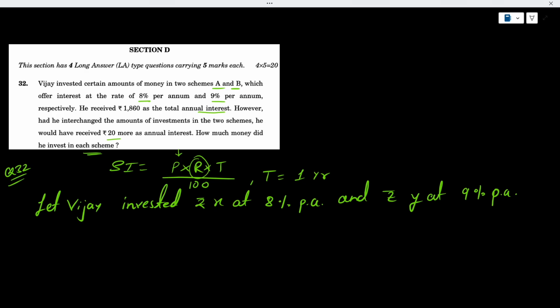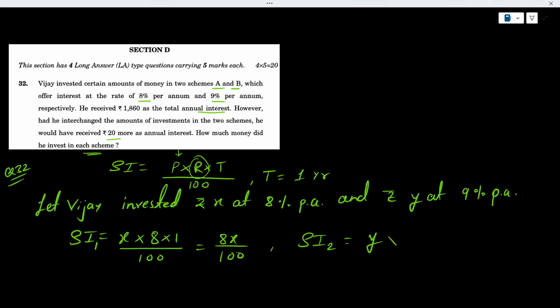So what is going to be the simple interest here? The first simple interest: X is the principal, times 8 is the rate of interest, times 1 year, divided by 100. So this is going to be 8x by 100. This is your SI1, the first scheme interest. Then SI2, the simple interest from the second scheme, where he has invested Y rupees at 9% per annum for 1 year, divided by 100. So using the simple interest formula, this is 9y by 100.